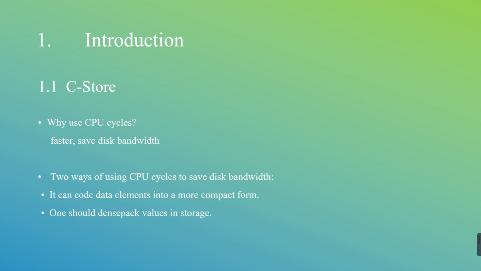Why is the system more efficient? Current relational database management systems were designed to store values in their native data format. It was too expensive to shift data values onto bytes or word boundaries in main memory for processing. Hence, the CPU cycles trade-off is profitable in a read-mostly environment because CPUs are getting faster than disk bandwidth. There are two ways of using CPU cycles to save this bandwidth. First, it can code data elements into a more compact form. Second, it stores dense-packed values in storage.